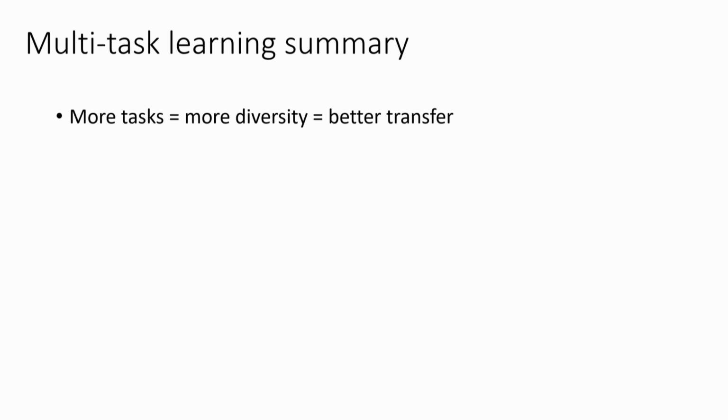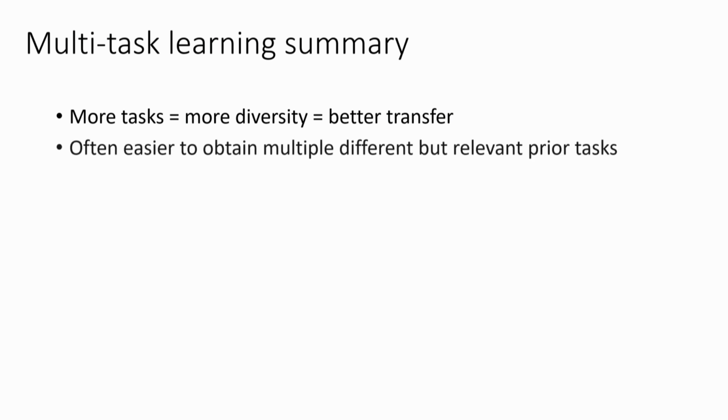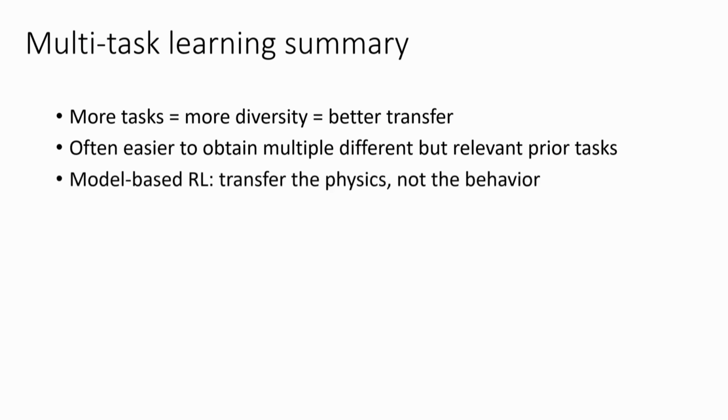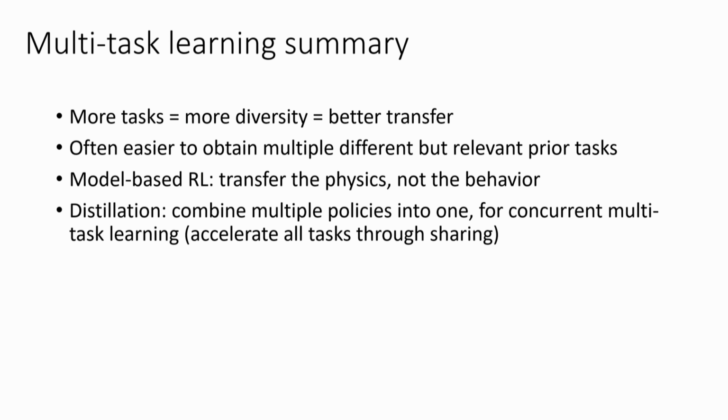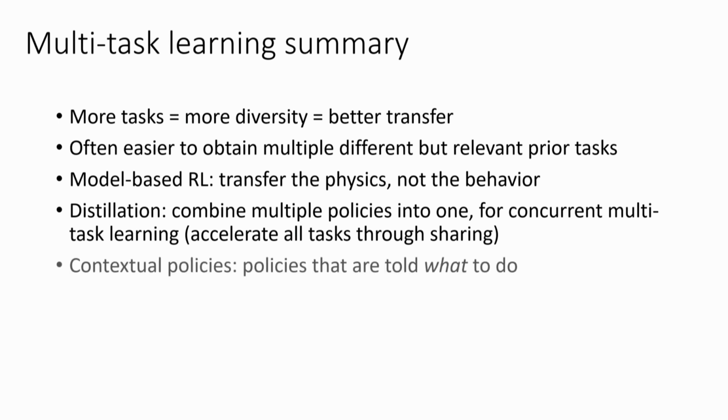All right, so a quick summary of what we covered. More tasks gives you more diversity, and as we've seen before, more diversity leads to better transfer. It's often easier to obtain multiple different but relevant prior tasks than it is to manually engineer a highly randomized source domain. You can use model-based RL, and that's good because physics are typically conserved across different tasks. You can use distillation to combine multiple policies into one.